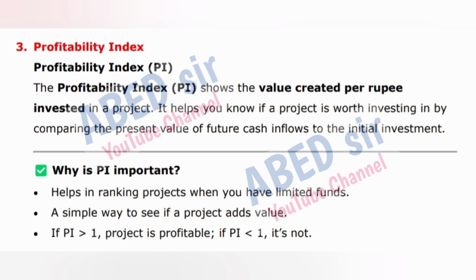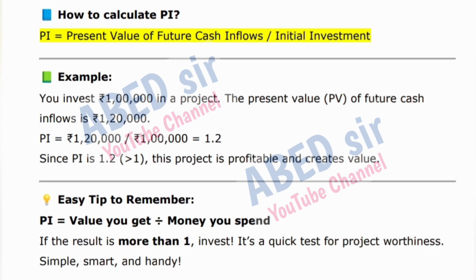It helps you know if a project is worth investing in by comparing the present value of future cash inflows to the initial investment. Why is PI important? Helps in ranking projects when you have limited funds. A simple way to see if a project adds value. If PI is greater than 1, project is profitable. If PI is less than 1, it's not. How to calculate PI? PI is equal to present value of future cash inflows divided by initial investment.